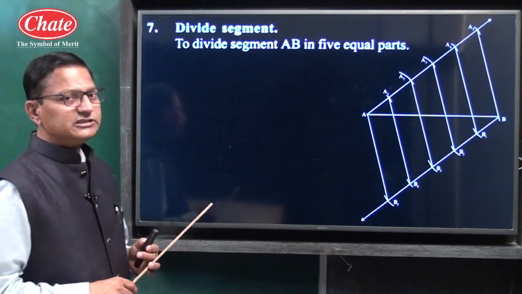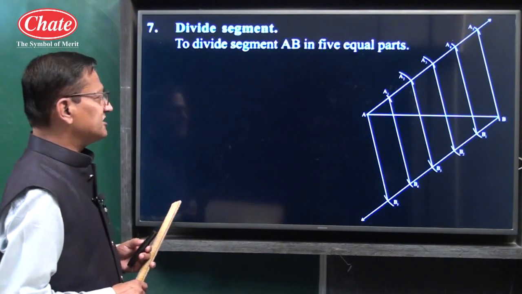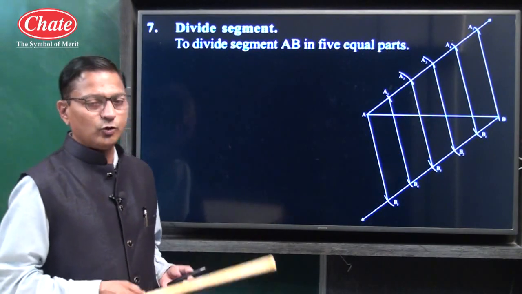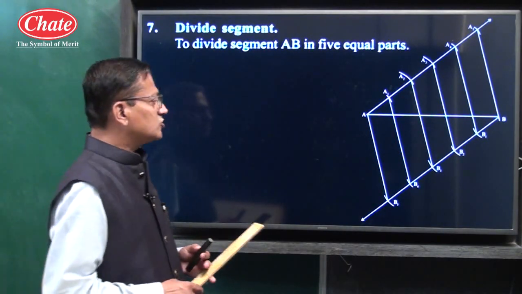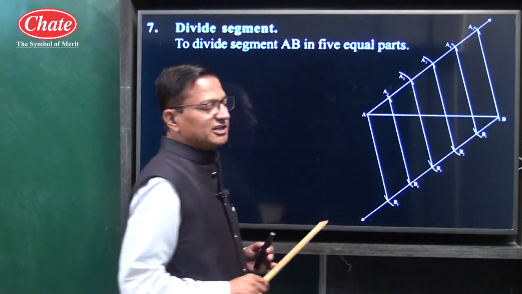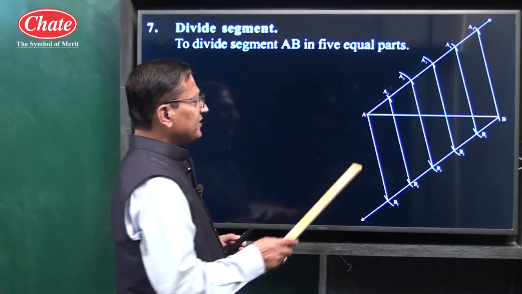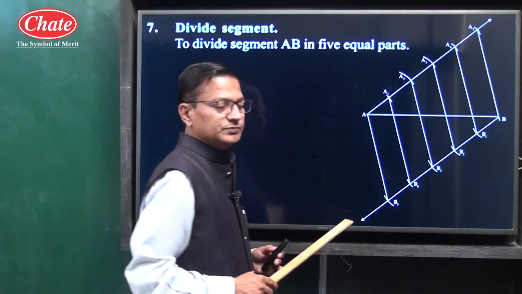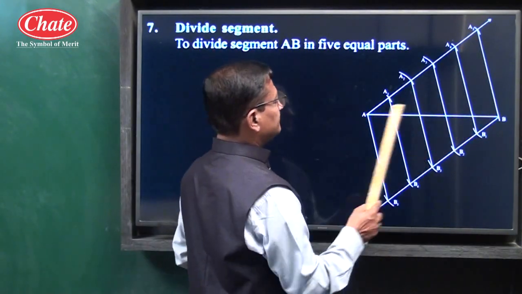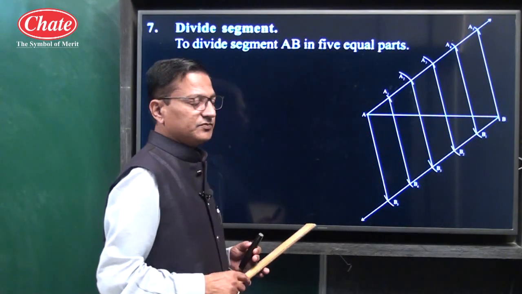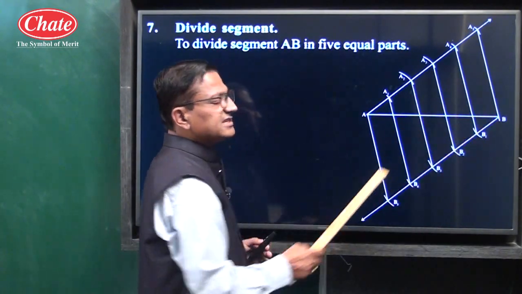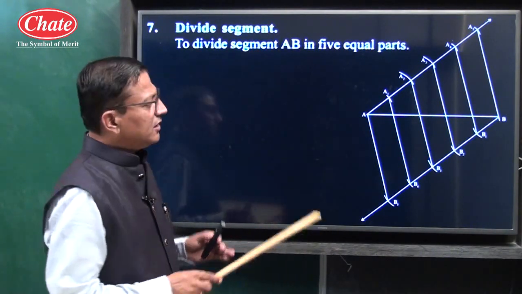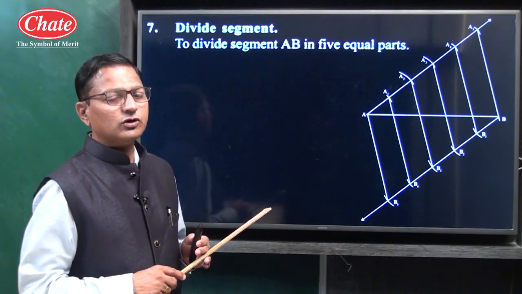One another important construction, dividing segments. To divide segment AB in equal parts, maybe 3 equal parts, maybe 4 equal parts, maybe 5 equal parts. Draw first segment AB. Draw any angle BAA5. Same angle here, ABB5. Both the angles must be the same. Its measurement is not important, but both the angles are congruent to each other.